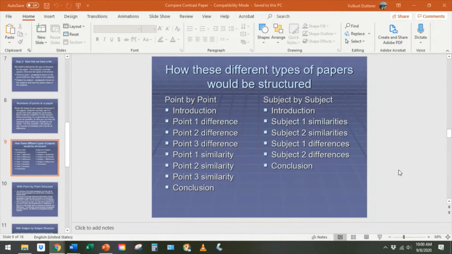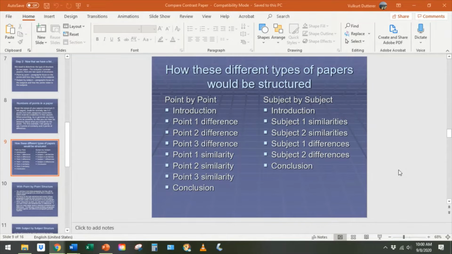And then it's all about, well, how are we going to structure these papers? If I'm doing point by point and I'm doing 3 points of similarity and 3 points of difference, each paragraph is going to be a point. My big choice here is, do I start with the differences first or do I start with the similarities first?